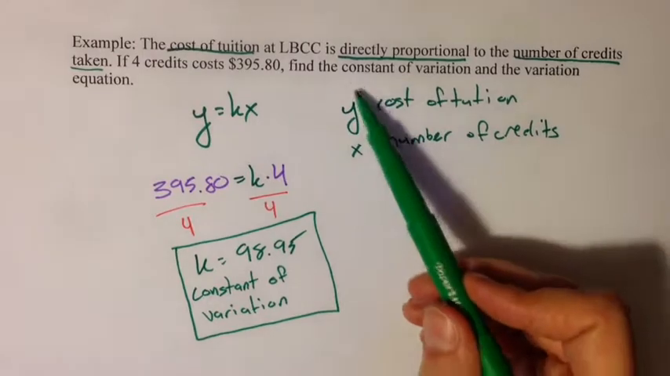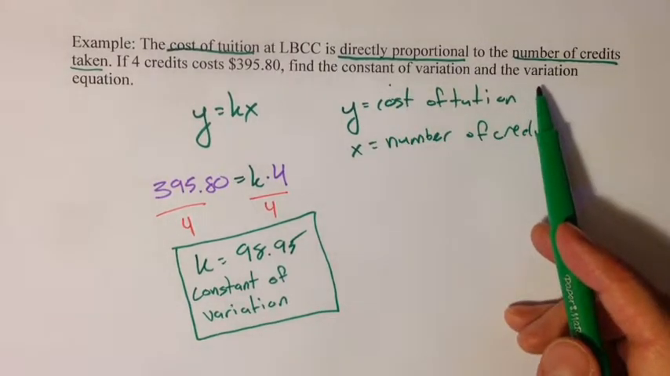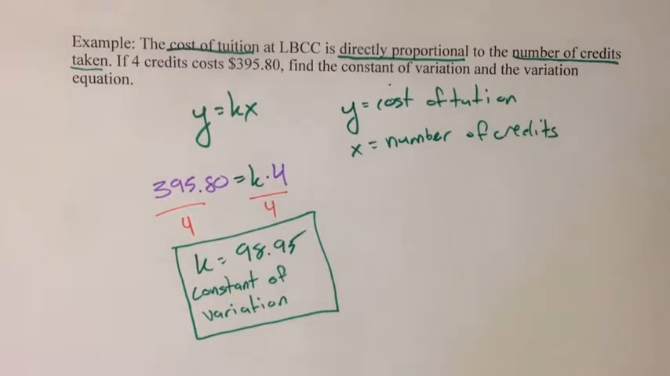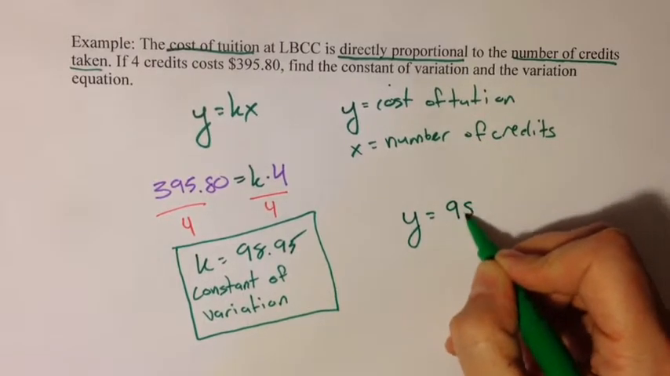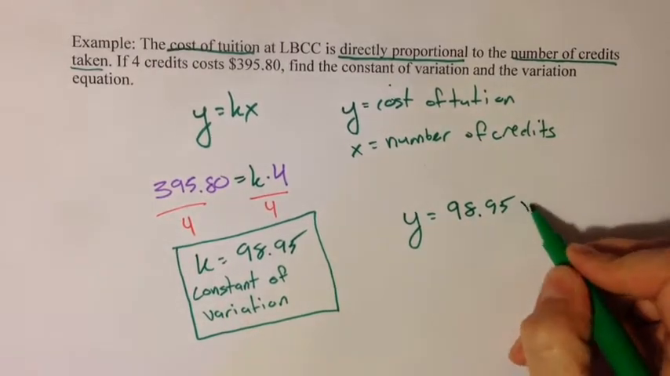I've done the first part of this problem. The second part says to find the variation equation. Now we've actually already done all the work for this. We just need to write it down. My variation equation is y equals 98.95x.